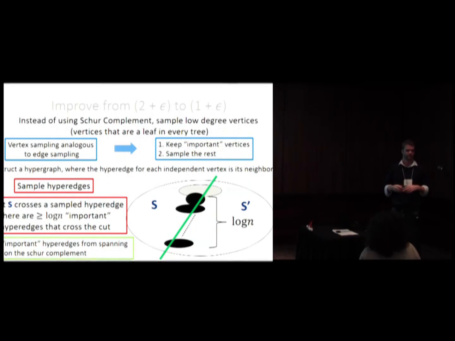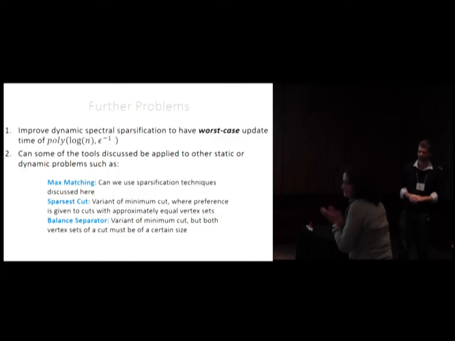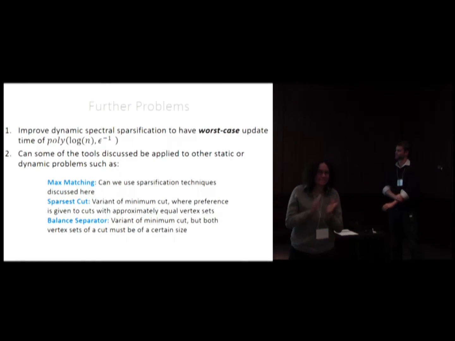So basically, we just want to make sure that if we're sampling one, there should be a lot of edges that are also being kept within that cut. There should be a lot of minimal extensions that we're keeping. And so we just find these by spanning trees in the Schur complement. Further problems, sorry, I have to rush a little bit. Further problems, we want to see if we can improve the dynamic sparsification to a worst case polylog time, and if we can apply some of these tools to other problems, such as max matching, sparsest cut, or balanced separator.